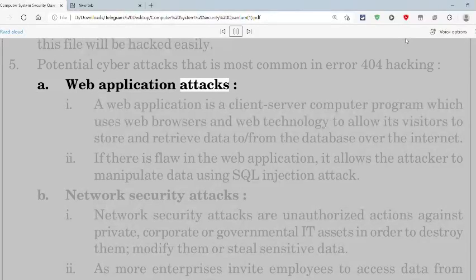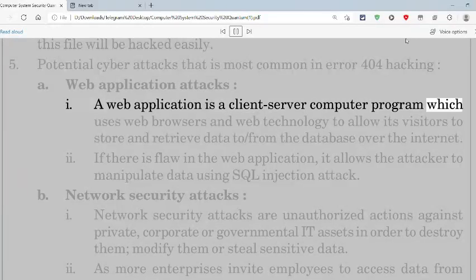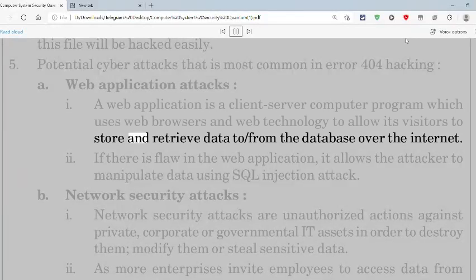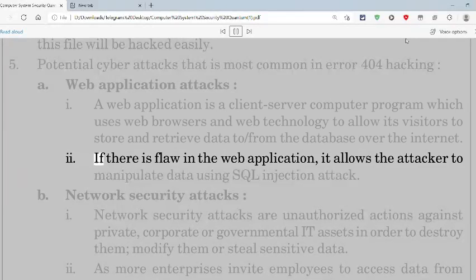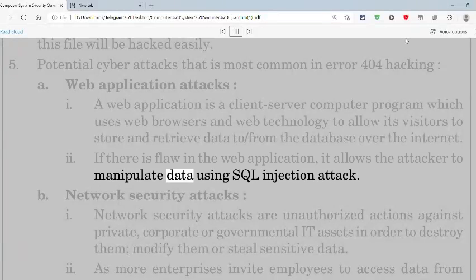A. Web application attacks. A web application is a client-server computer program which uses web browsers and web technology to allow its visitors to store and retrieve data from the database over the internet. 2. If there is a flaw in the web application, it allows the attacker to manipulate data using SQL injection attack.